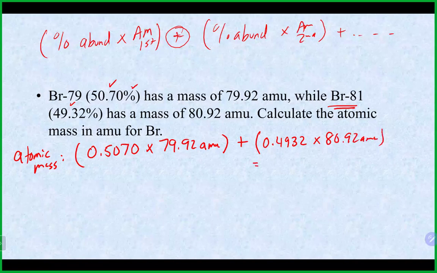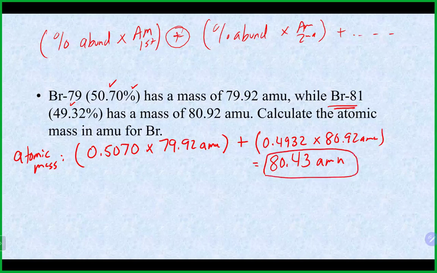And again here, we're going to pop that into our calculator, 0.5070 times 79.92. I would personally hit equals at this point and then hit the plus button, open a parenthesis, 0.4932 times 80.92. That's going to give us 80.43 AMU in this case. And you can see that's slightly different than what you see on the periodic table of 79.90, but it's in the ballpark, pretty close to it. Now, any questions on that? And obviously, some of the difference does come from the percentage rounding and the AMU rounding of the isotope.